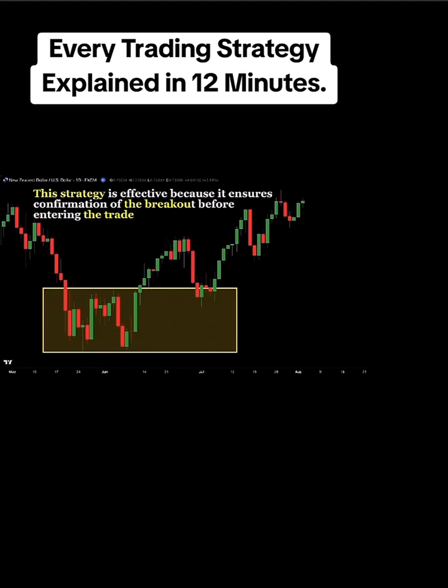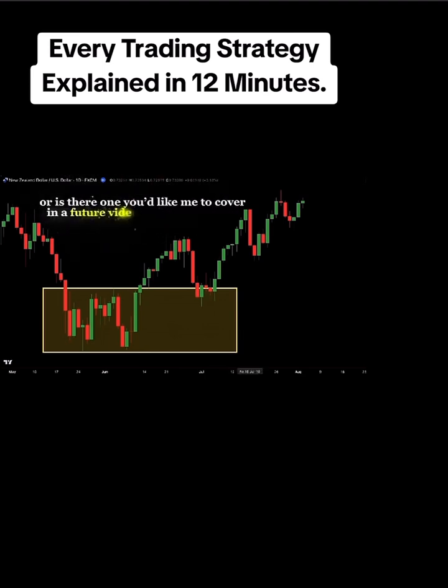This strategy is effective because it ensures confirmation of the breakout before entering the trade, reducing risk and increasing the likelihood of success.